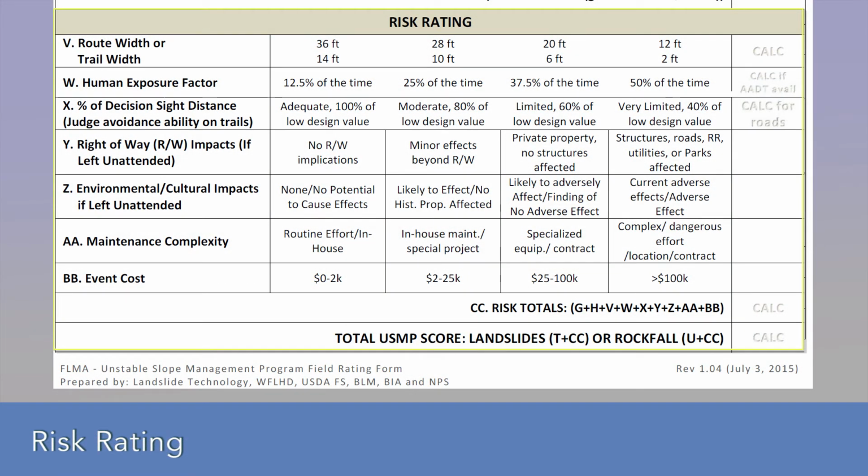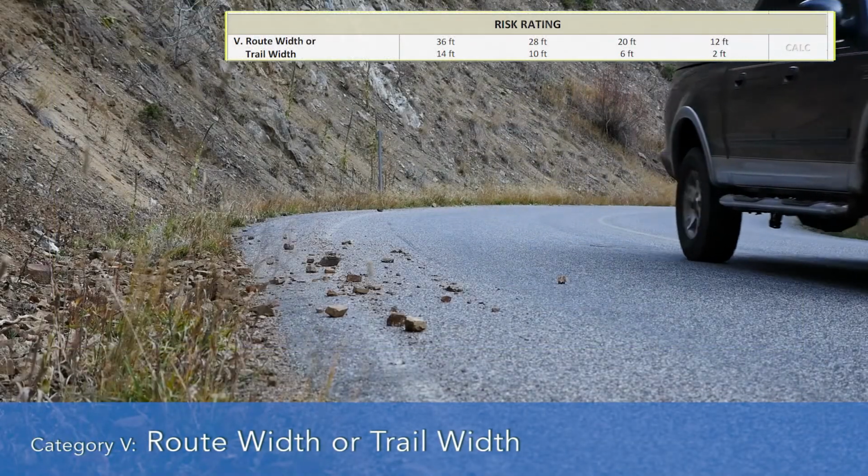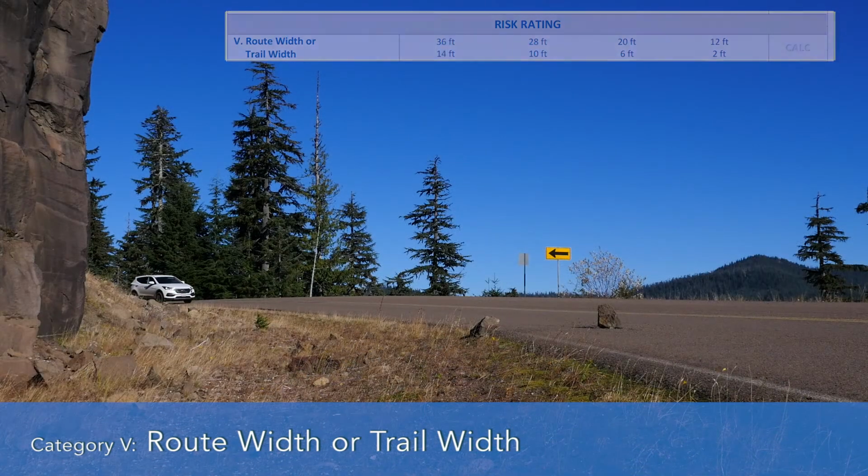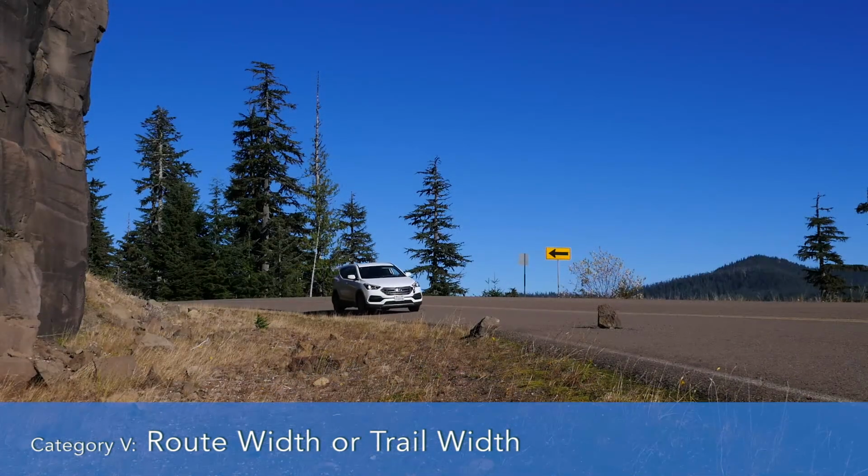After completing the slope hazard rating, we move on to the remainder of the form, the risk rating. The first category in the risk rating is route width or trail width, category V. This category measures the available maneuvering width of the road or the trail and captures the ability of a user to navigate around unforeseen roadway or trail hazards.